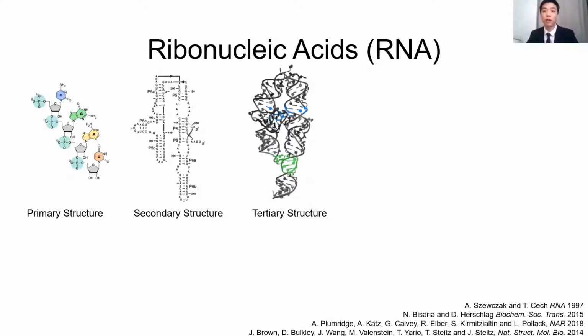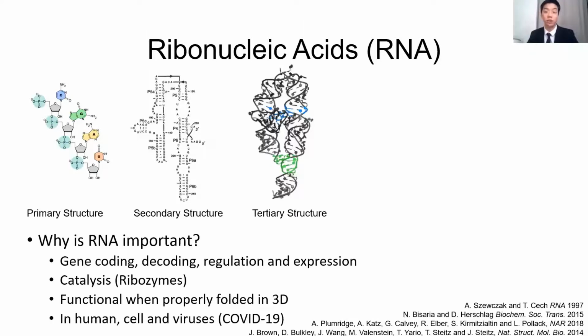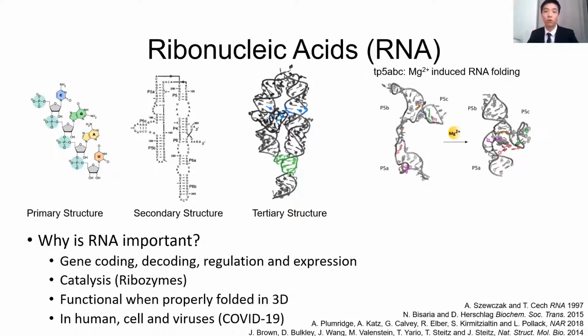And given the structural hierarchy, the RNA conformation can be extremely complex. So what does RNA do biologically, and why is it so important? The RNA performs coding and decoding in protein synthesis. And some RNA domains also have the functions of gene regulations and expression. And it also participates in biological reactions as ribozyme. And all of these biological functions require the RNA molecule to fold into a correct or active three-dimension conformation. For example, this TP5ABC RNA domain requires magnesium to fold properly into its native state.